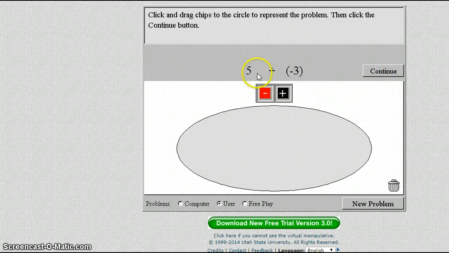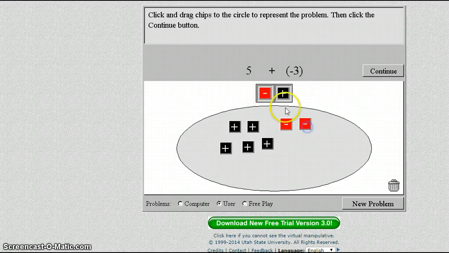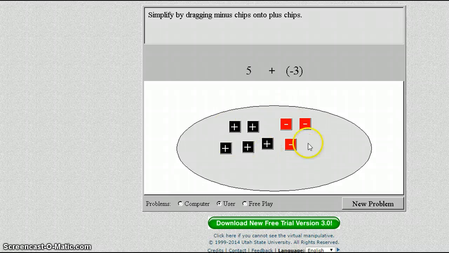So first we're going to represent the first addend, 5, which is positive, so we're going to use 5 positive chips. And we need 3 negative chips. Now this combined amount is our solution, but it's not simplified.